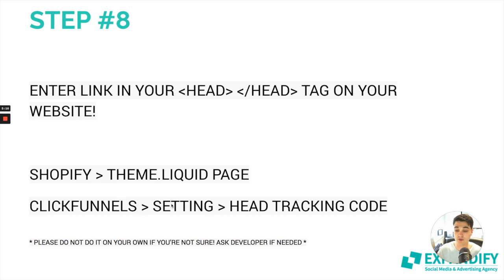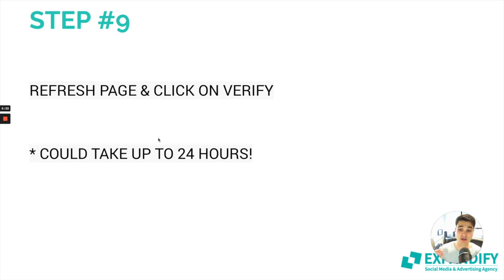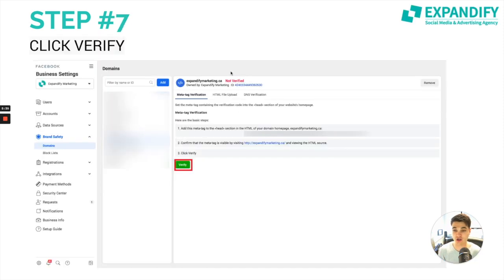As well, what you're going to want to do if you're on ClickFunnels is open up your ClickFunnels. You're going to want to go to the specific funnel that is linked to that domain, and then click on the settings, and where you've added your Facebook pixel, that is where you're going to copy and paste all of your code, right underneath, of course, the Facebook pixel. Now, once you've done that, you're going to want to refresh this page and click on verify.